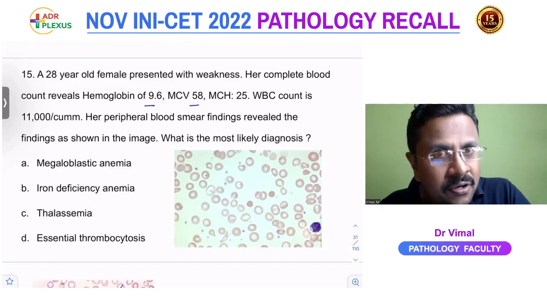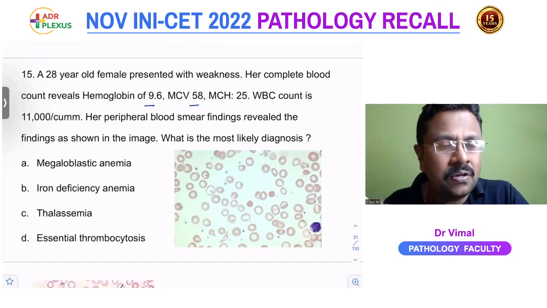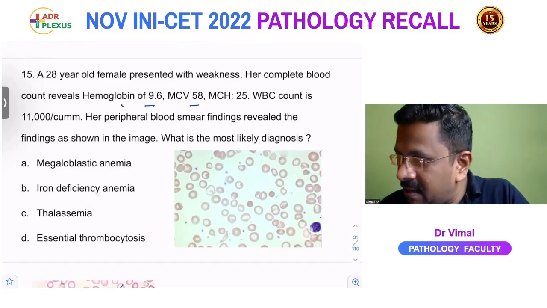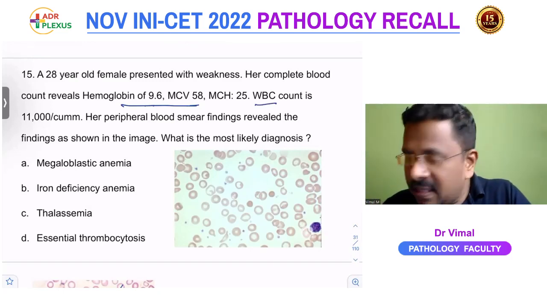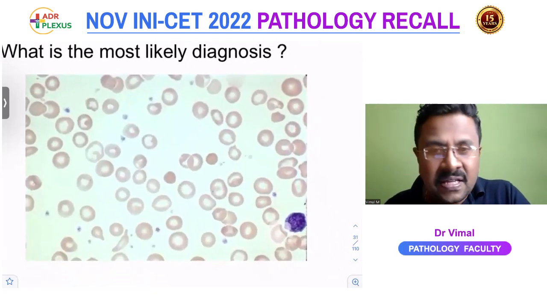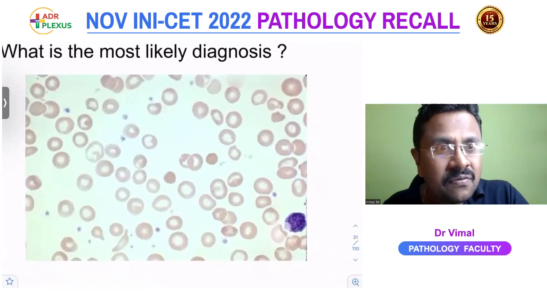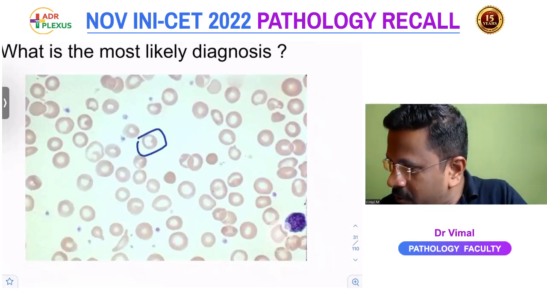So definitely they are asking these types of questions in every exam. So prepare well for your upcoming NEET exams. Also just revise the table column which I have showed you. Okay. So hemoglobin of 9.6 and MCV 58 makes a diagnosis of microcytic hypochromic anemia. And here the WBC count is normal, that is 11,000. So they have given you the image of a peripheral smear. In the peripheral smear, what you are observing are microcytic hypochromic cells.